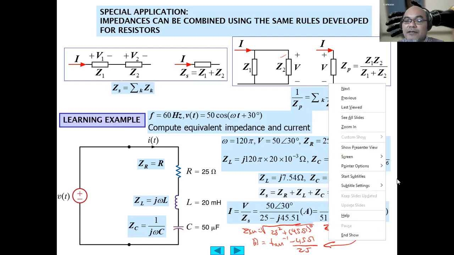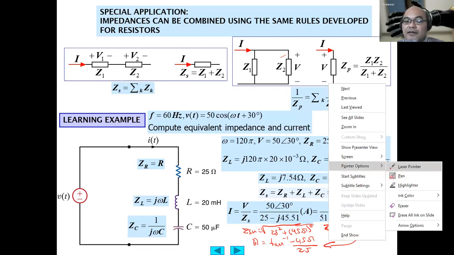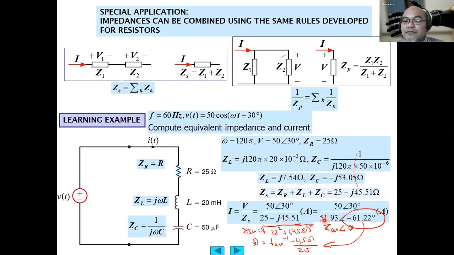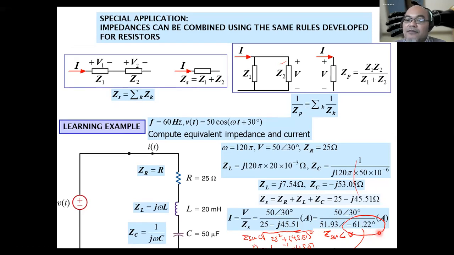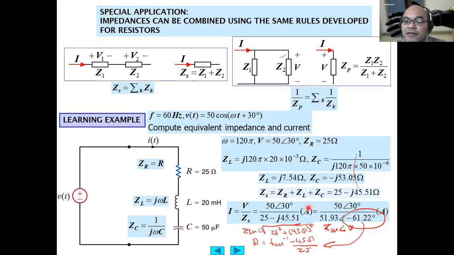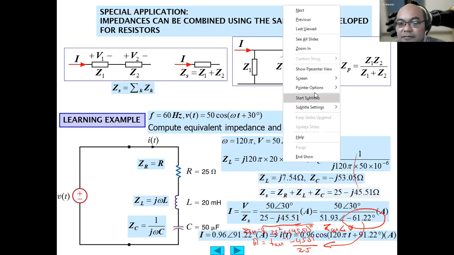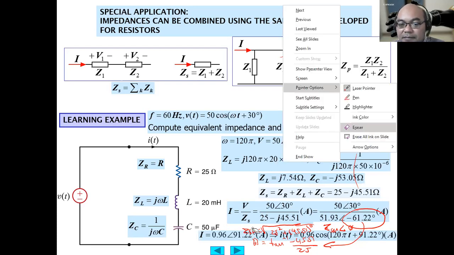So this is how we convert from a complex notation like this into a phasor notation. After we convert it into phasor notation, it will be easier to calculate. So the magnitude of the current will be 50 divided by 51.93, and the phase angle will be 30 degrees minus minus 61.22 degrees. Okay, I have to erase this part first.